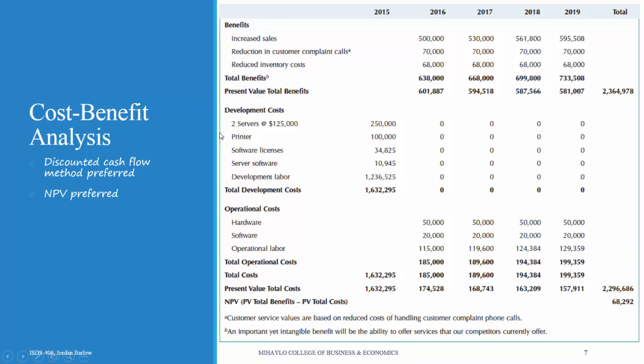The development costs include hardware such as servers and printers, and software such as server software and software licenses. They've also included a cost for development labor, which refers to the salary of programmers, technical staff, and even the systems analysts. Operational costs often include hardware, software, as well as any labor that is associated with running the system. This could include IT support, for example.